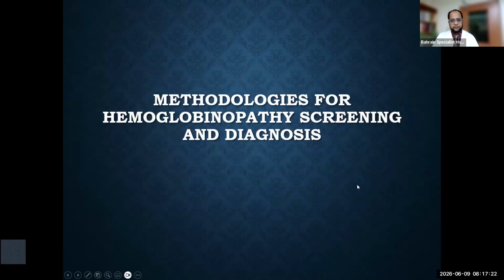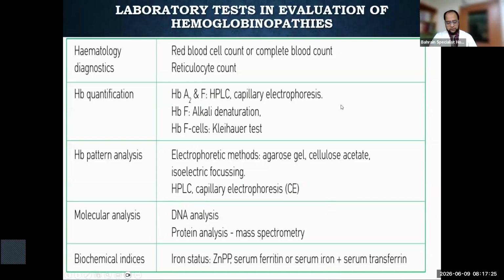So what are the methodologies to detect hemoglobinopathy? Initially we have to do RBC count in the CBC profile along with retic count. There are Hb quantification methods which are currently available, like capillary electrophoresis and HPLC. So HPLC and capillary electrophoresis are the major quantitative tests. Earlier, agarose gel and cellulose acetate electrophoresis was used. In that, the drawback was we were unable to quantify the exact percentage of HbA2 and F. There are additional tests available, which are isoelectric focusing and DNA analysis for confirmation.